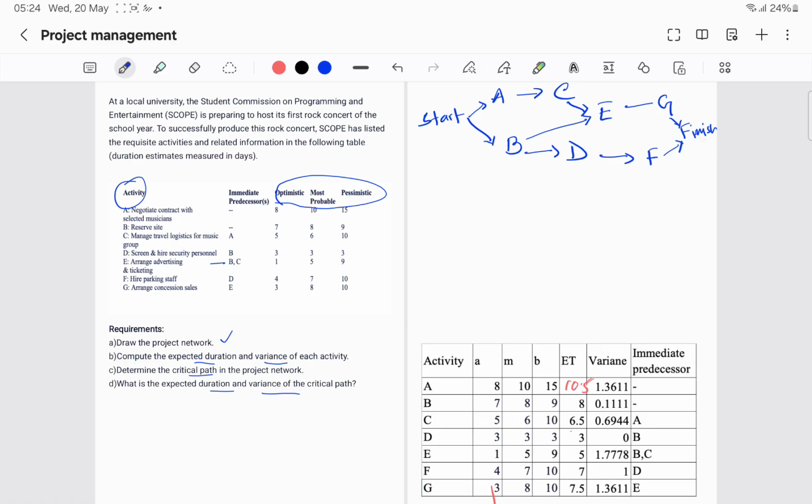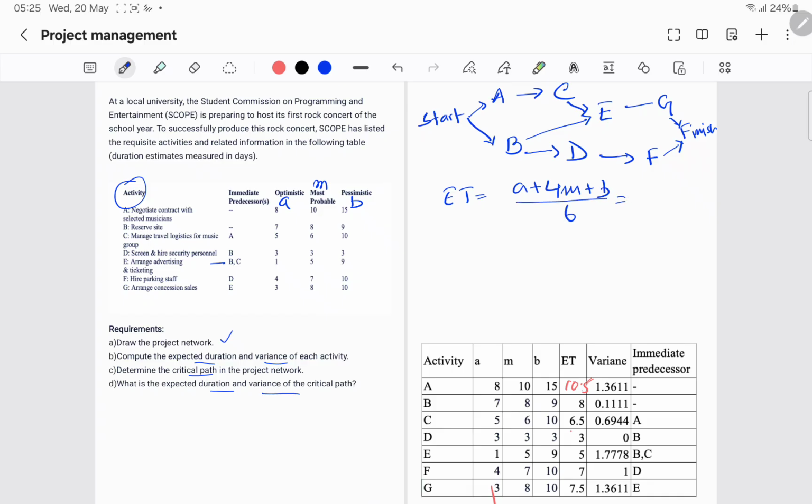So let's see how to calculate expected duration for, say, the first one, activity A. Activity A has 3 times: optimistic time, most probable time, and pessimistic time. The formula is: optimistic time A, pessimistic time B, and most probable time M. So the formula is ET, or expected time, equals A plus 4M plus B divided by 6.